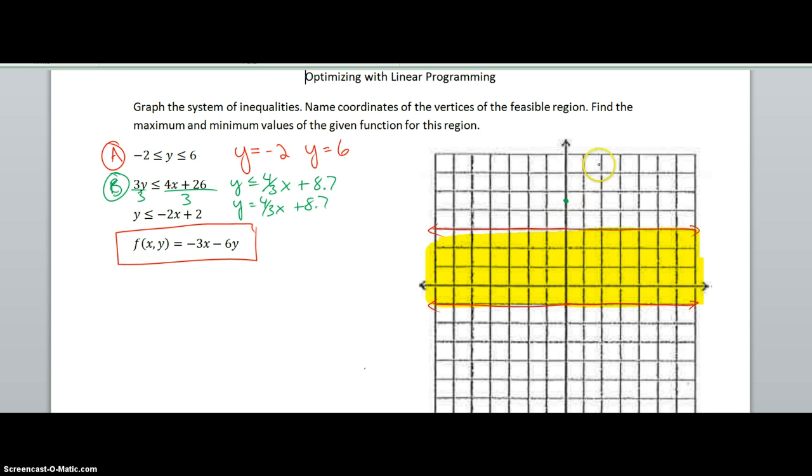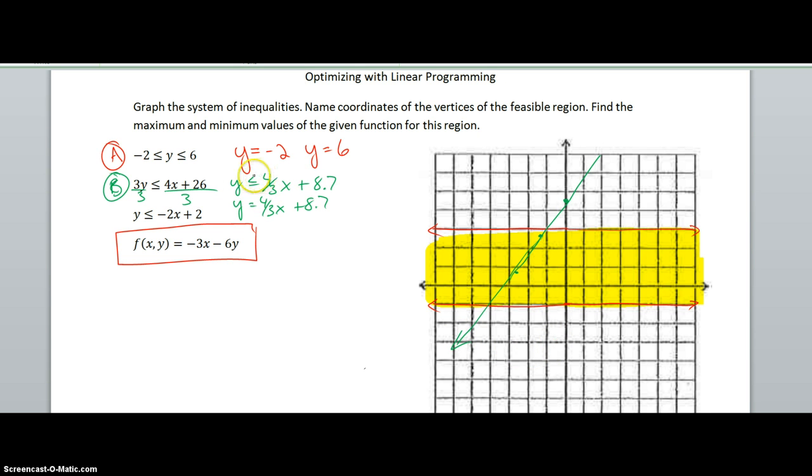So I can go up 4/3, or I can go down 4 to the left 3, which would be about right here. Down 4 and left 3, about here. So my line, again, is solid because it's equal to. It should look something like so. Okay, and now I'm going to shade.